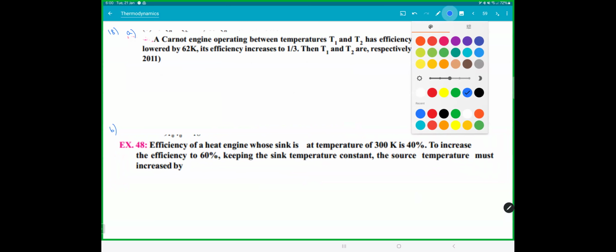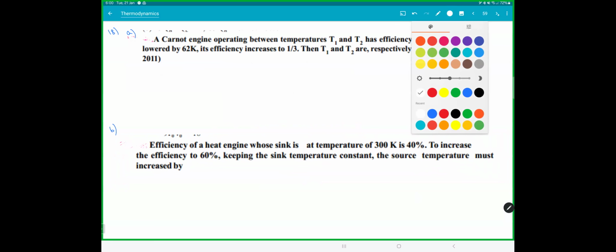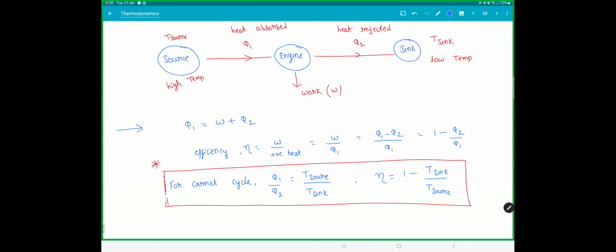There, let's get both of them. Remember, direct formula substitution there. There is nothing hi-fi there. There's nothing to think actually. This is the only formula you have to use. Efficiency is 1 minus T sink by T source.